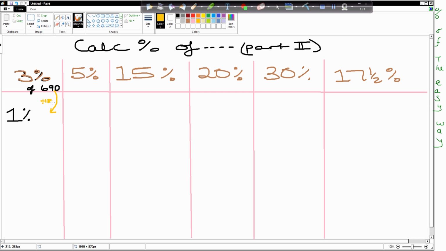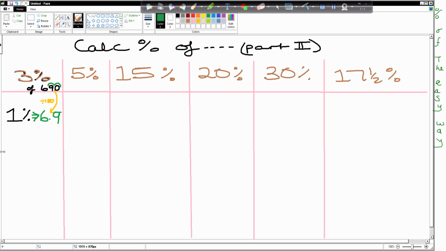So 690 divided by 100 will give us an answer of, what will it give us? 6.9. Divided by 100, move back 1, 2 places. So 1% works out to be 6.9.